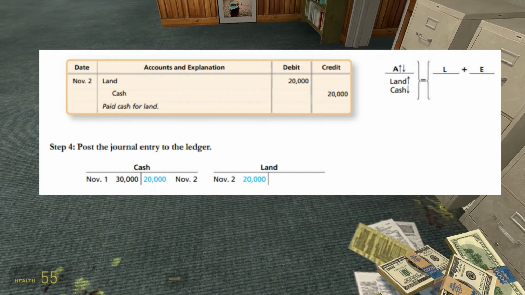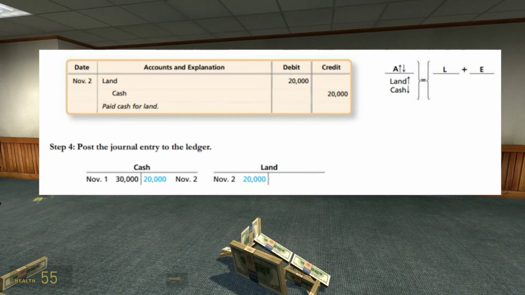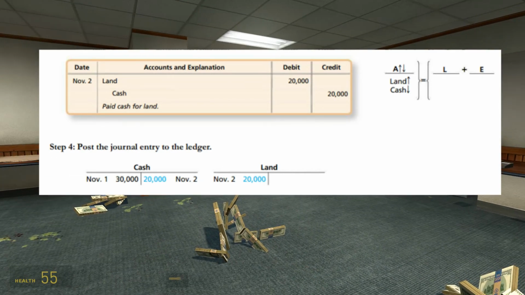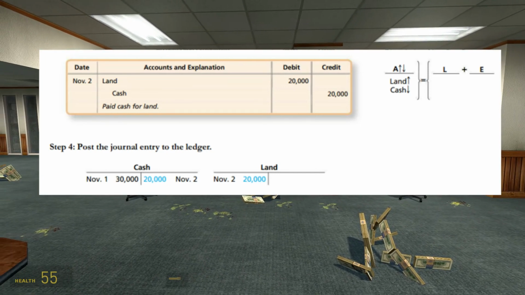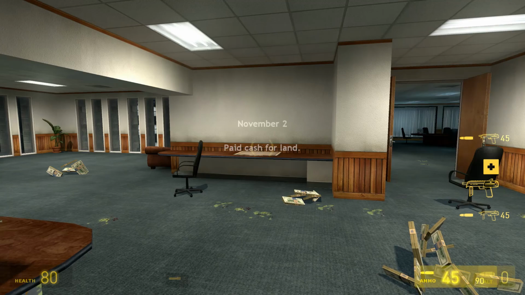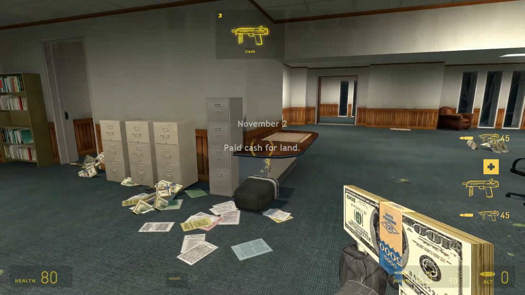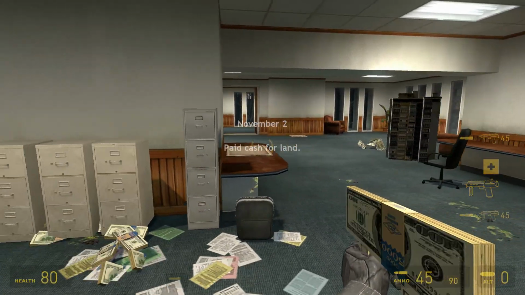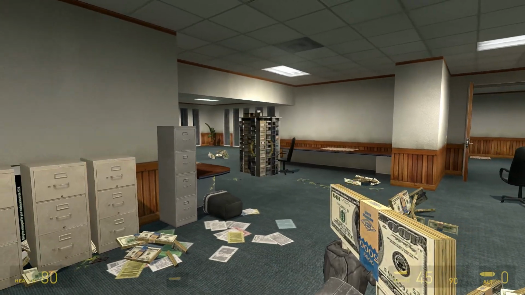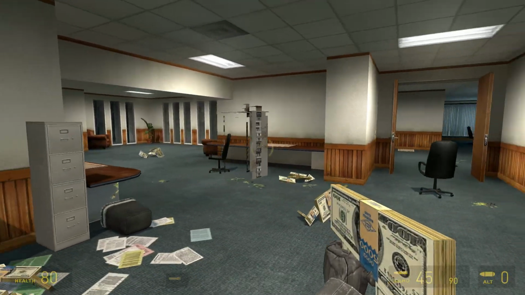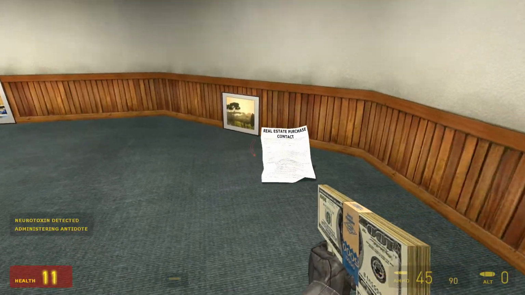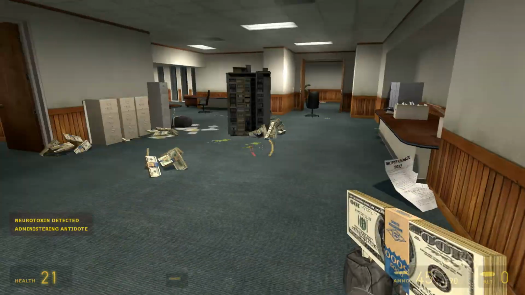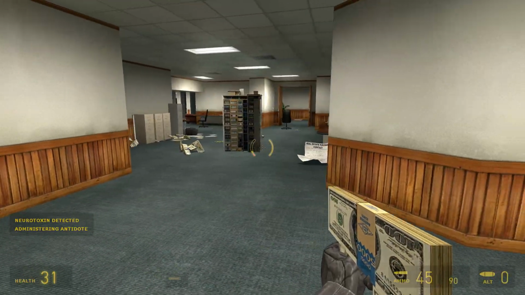All right, so we balanced the first entry. Our next entry is a debit to land for 20,000 and a credit to cash for 20,000. Let's see how this transaction plays out. So our new weapon is cash, which is a little bit better than statement of owner's equity. And here we have land, which is represented by this building, but it has a couple tricks. It can throw out these real estate contracts that deal serious damage, but they'll never kill you.